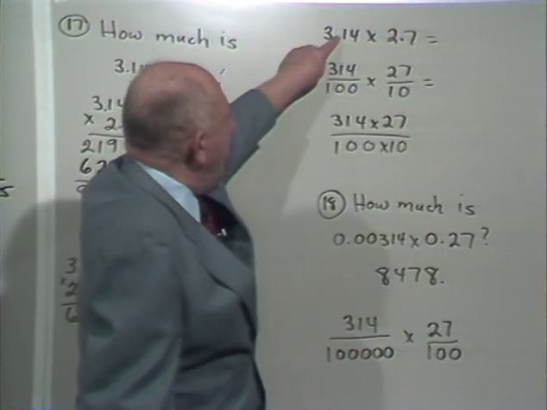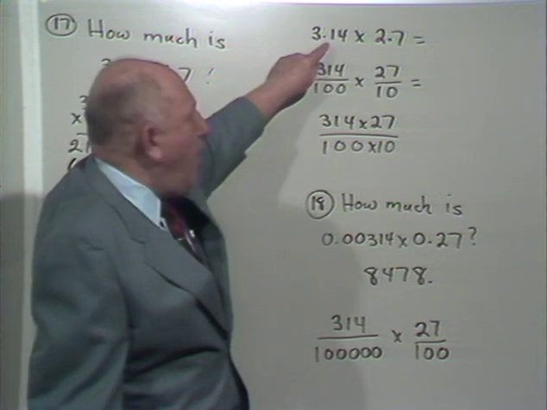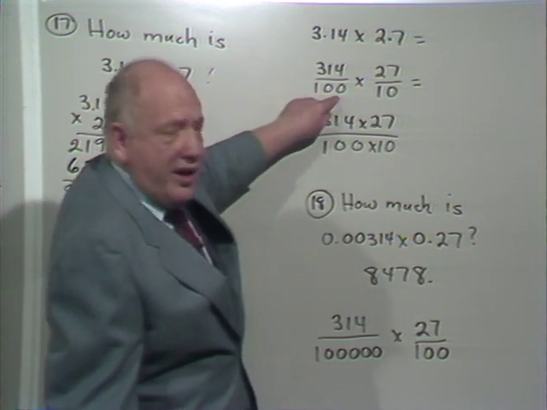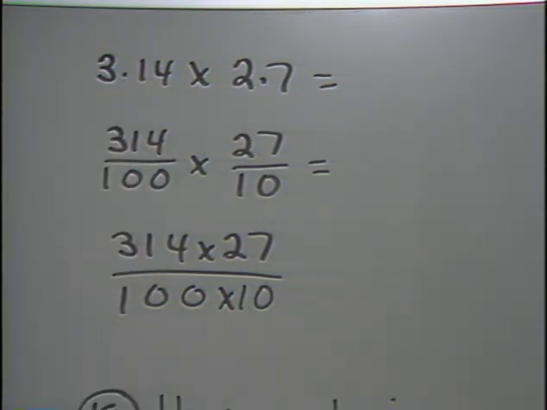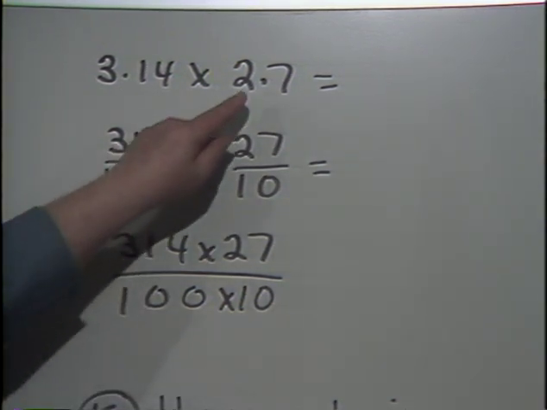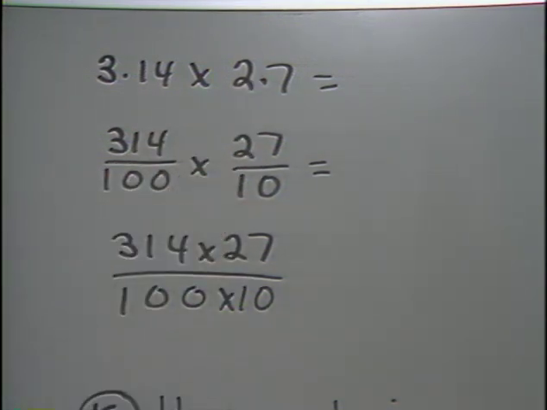3.14 is what? Without the decimal point, that's 314. Of what denomination? Hundredths. You notice what's happening? I'm going to get a 0 in the denominator for each digit to the right of the decimal point. That's where this counting decimal points comes from. What about the 2.7? Without the decimal point, it's 27. But what denomination? Tenths. So translating this into a common fraction, the problem becomes 314 over 100 times 27 over 10.